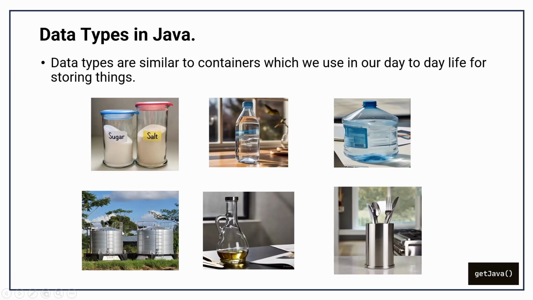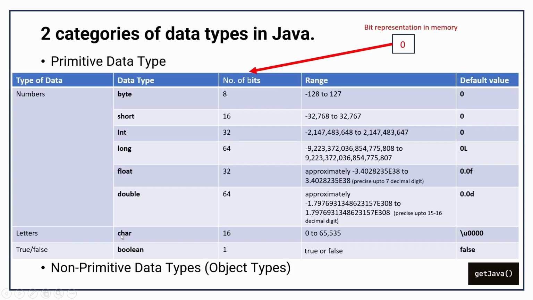But what will happen if you store that 1 liter of water inside this water tank? The capacity of this water tank is 1000 liters, but you are storing just 1 liter of water. You are wasting 999 liters of water space. Similarly, if we are storing that age value inside this int data type, we are wasting a lot of memory inside our system.